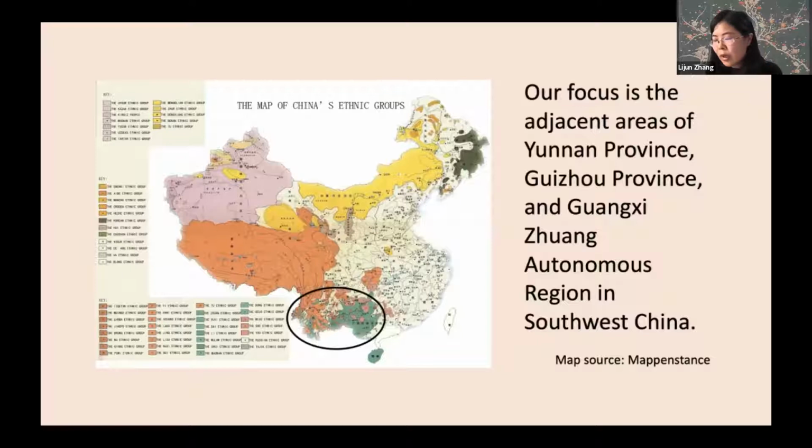The majority of the quilts displayed in the Quilts of Southwest China exhibition, also the quilts we are going to talk about today, were collected from these regions.